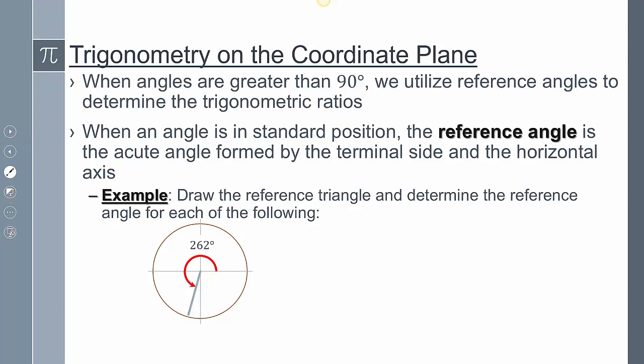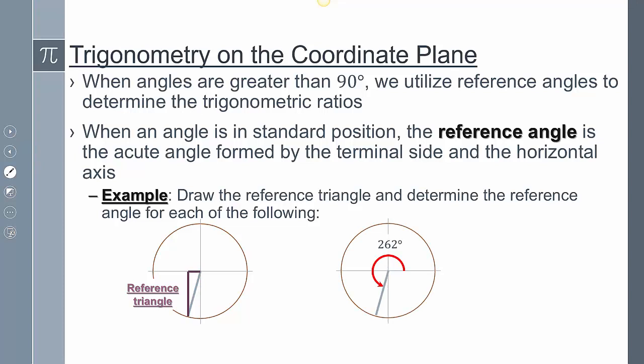And so if we're saying that the reference angle, or a reference triangle, is going to be the acute angle formed by the terminal side and the horizontal axis, this is the terminal side, this is the horizontal axis. And so it's going to be referring to this triangle being able to draw from that. Notice it's perpendicular to the x-axis, and my hypotenuse is the radius.